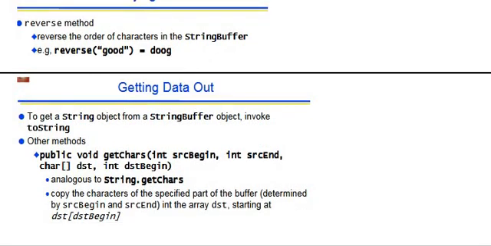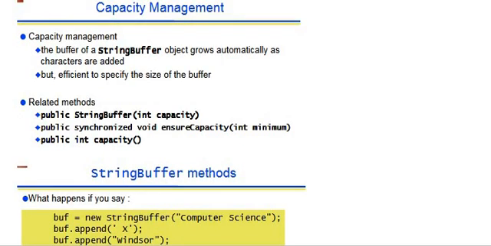To get a String object from a StringBuffer object, you just invoke toString, and we have various methods like getChars, which is analogous to String.getChars. The buffer of a StringBuffer object grows automatically as characters are added, but it will be efficient to specify the size of the buffer. So we have methods like capacity and ensureCapacity.